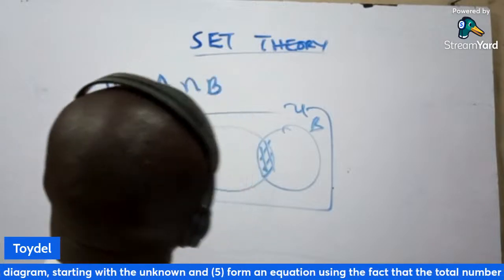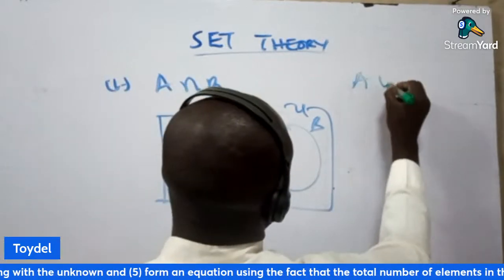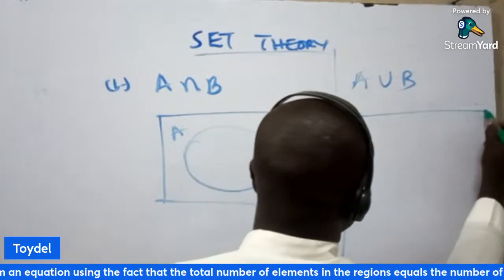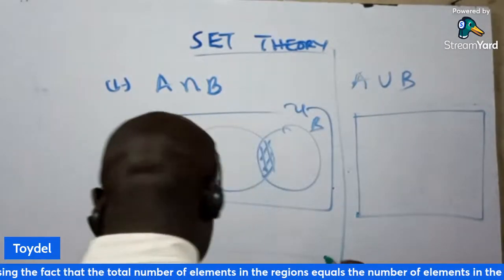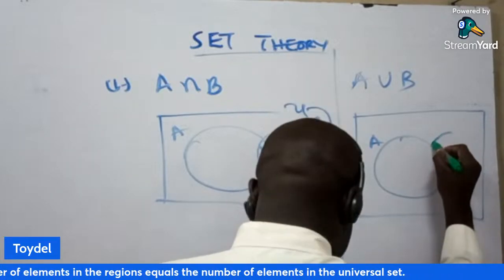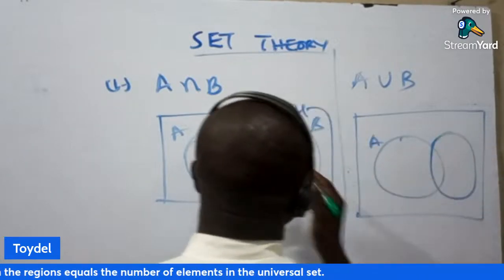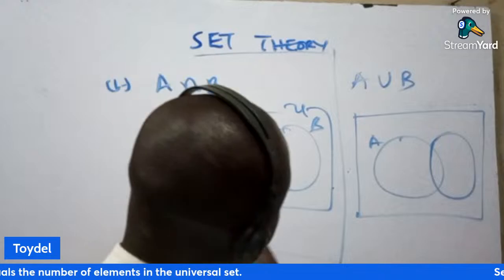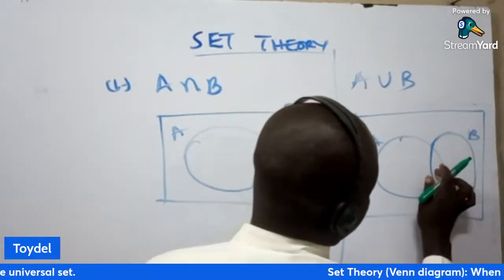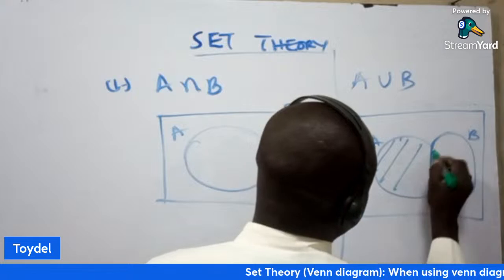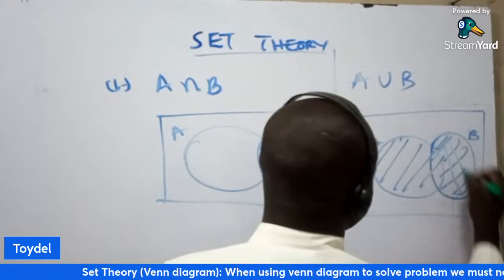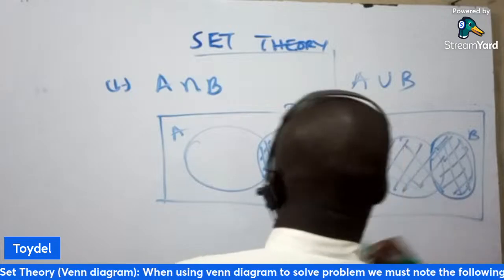Okay. Then if you want to represent A union B, still the same thing. A union B, that will be set A and set B. Union simply means that you have the element in A or B or both. So A union B will be everything here. You are going to shade everything that you have in both circles. That will be A union B.